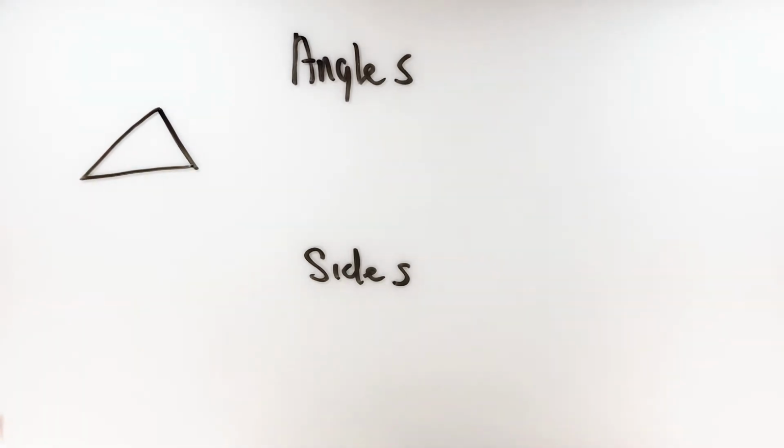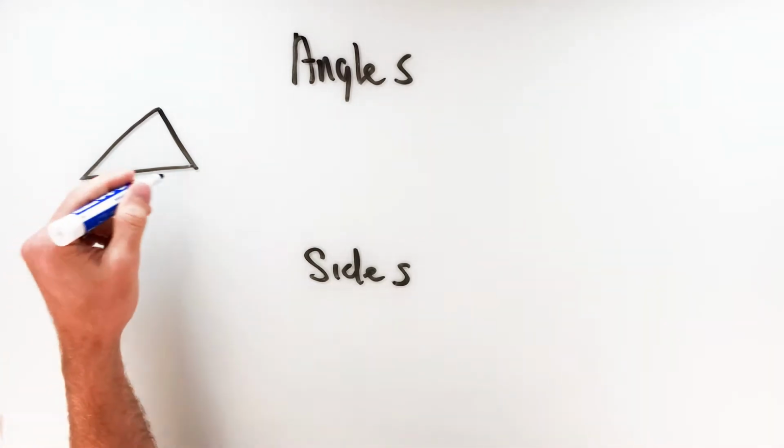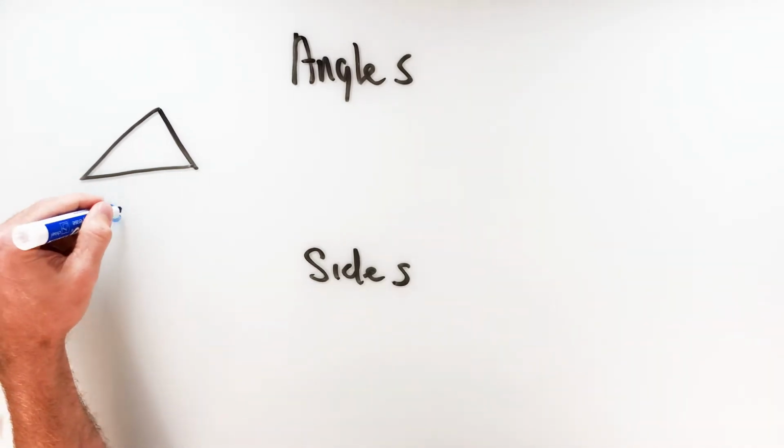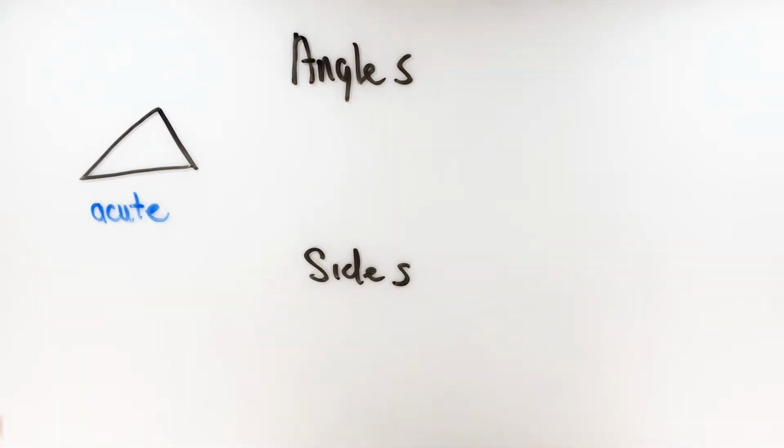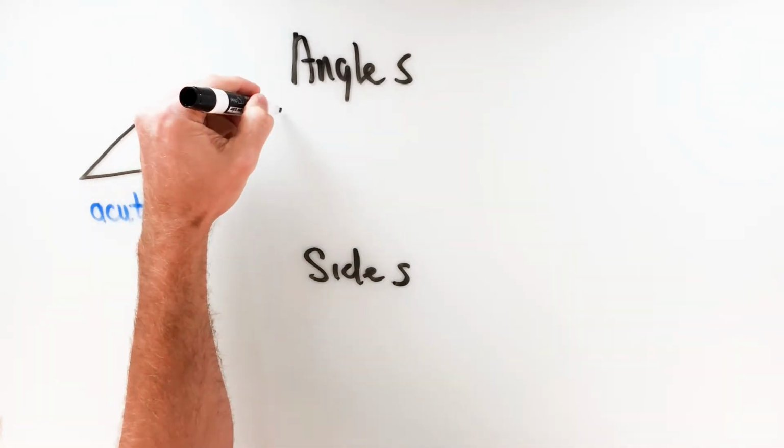What we call an acute triangle. Now an acute triangle is simply a triangle that has all acute angles. If you remember, acute just means an angle that is less than 90 degrees. So if all three angles in the triangle are less than 90 degrees, that is what we call an acute triangle.